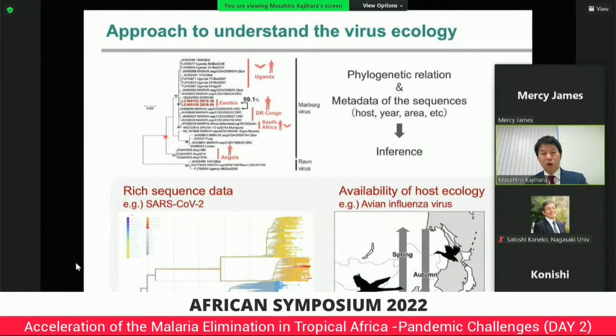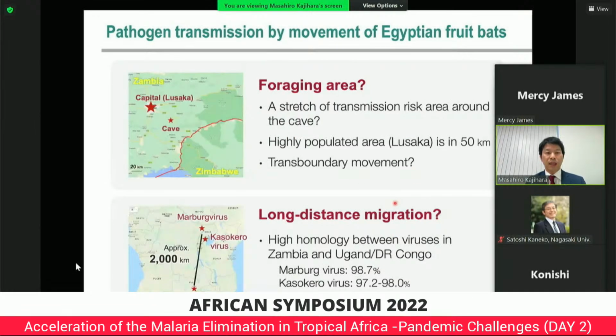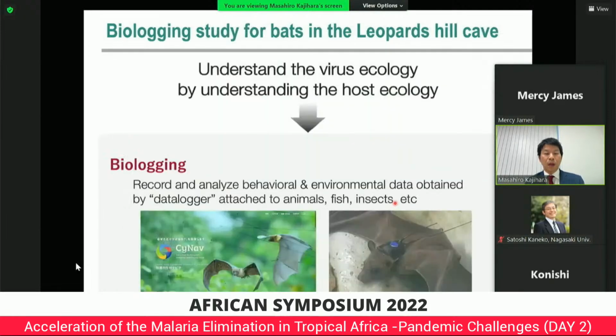To better control the spillover events, the ecology of the bat is totally unclear. So now we are trying to understand the host ecology by, for example, foraging areas and long-distance migration behaviors. We are using the biologging technique. This records and analyzes behavioral data obtained by a data logger attached to animals like this. By understanding the host ecology, we are trying to understand the virus ecology.